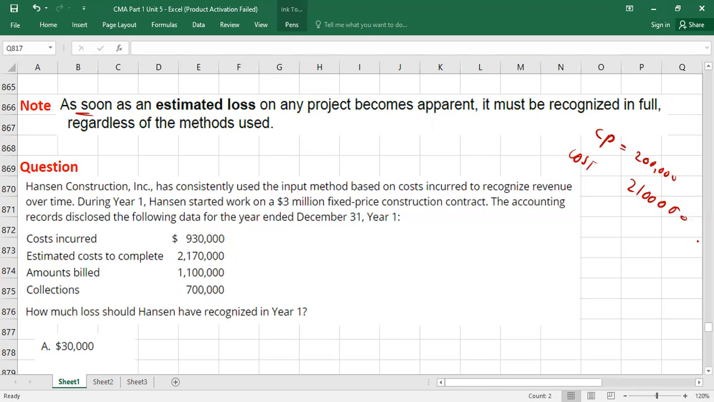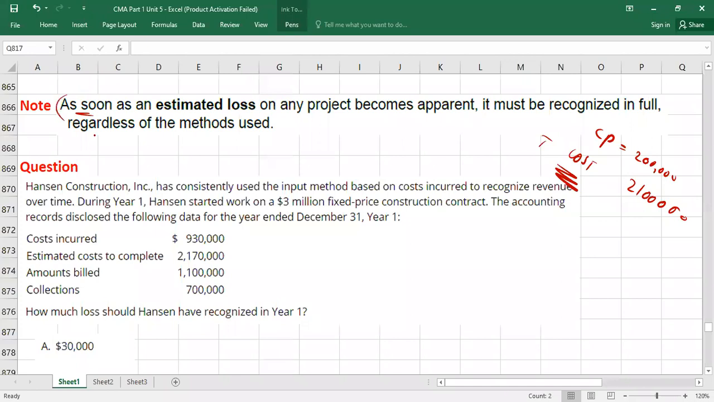Loss. It is an apparent loss. Even though it is not yet incurred, it will be incurred. So whenever there is an apparent loss, whenever a loss appears, immediately you have to book the loss. And how would you know there is a loss? Obviously, when total cost exceeds the contract price. The loss you need to book immediately.